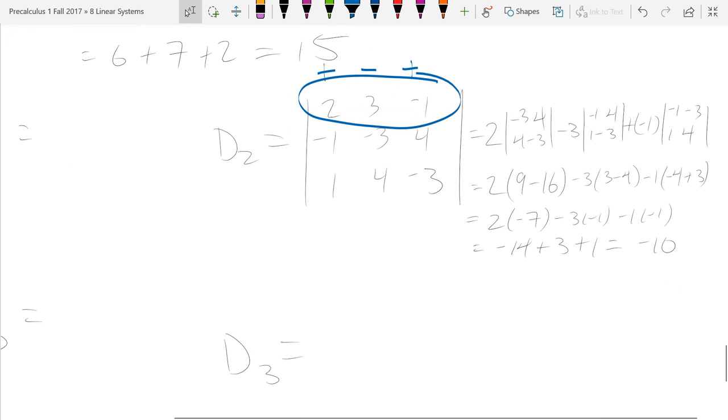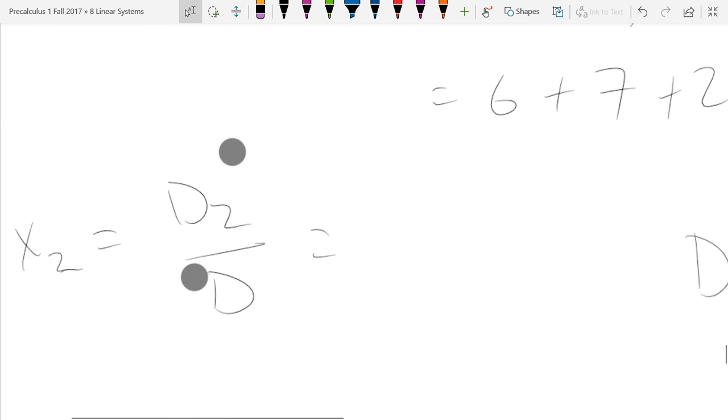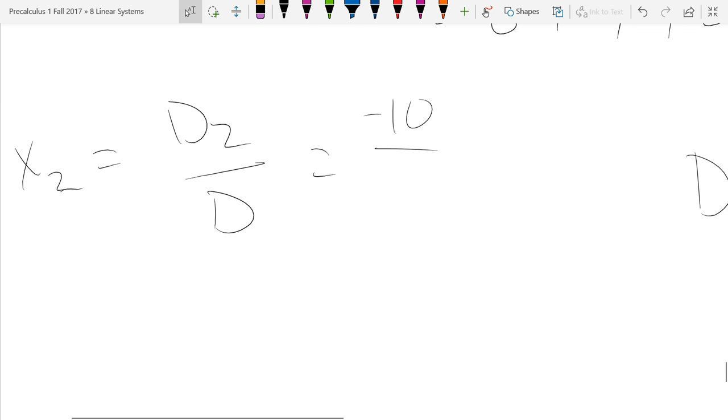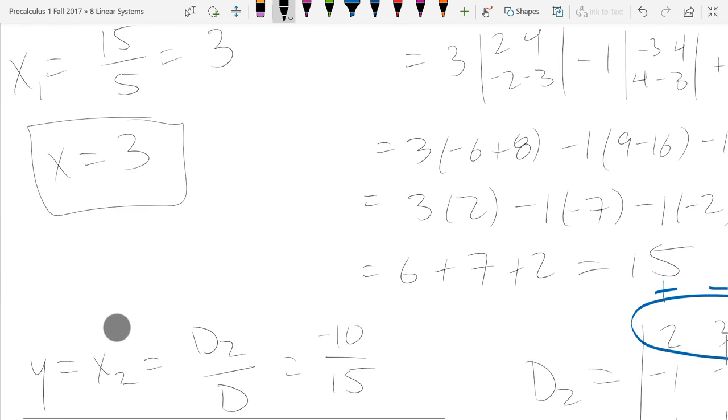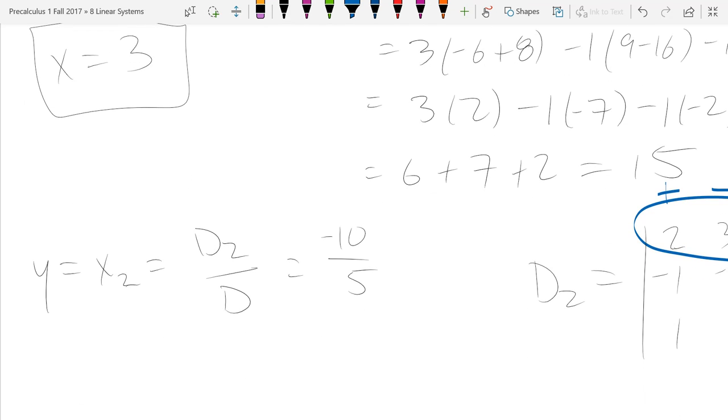And of course, we're going to bring this negative 10 back over to our D2 over D. And I think D was 15, our original determinant. Nope, it was 5. So negative 10 over 5 is negative 2. So there's our y is negative 2.